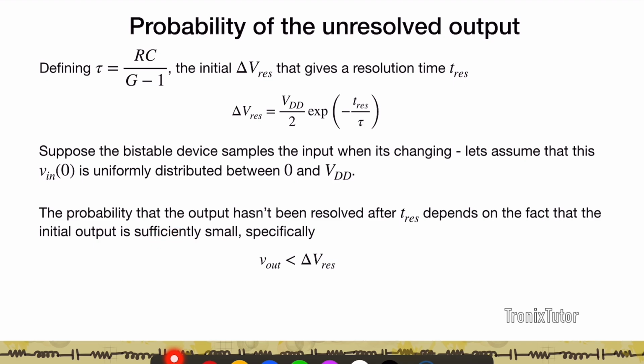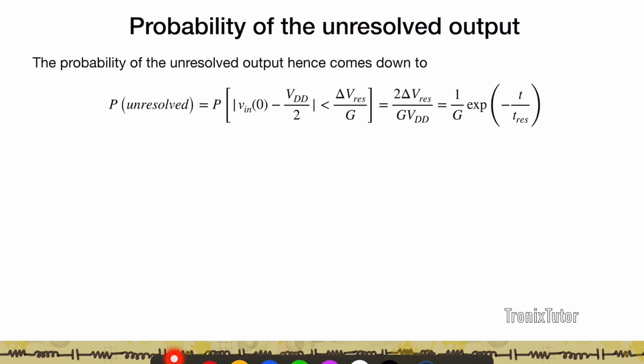In that case, the probability that the output hasn't resolved after T res depends on the fact that the initial output is sufficiently small, or in other words, as long as the output hasn't changed by delta V res, there's no way that my resolution time is going to be T res. So if my output hasn't settled after T res, it means that my initial disturbance was less than delta V res, right? Or in other words, the input should have been less than delta V res by G, where G is the small signal gain of the bistable element. And so therefore, the probability of the unresolved output comes down to essentially the probability that Vin of 0 minus VDD by 2 is less than delta V res by G.